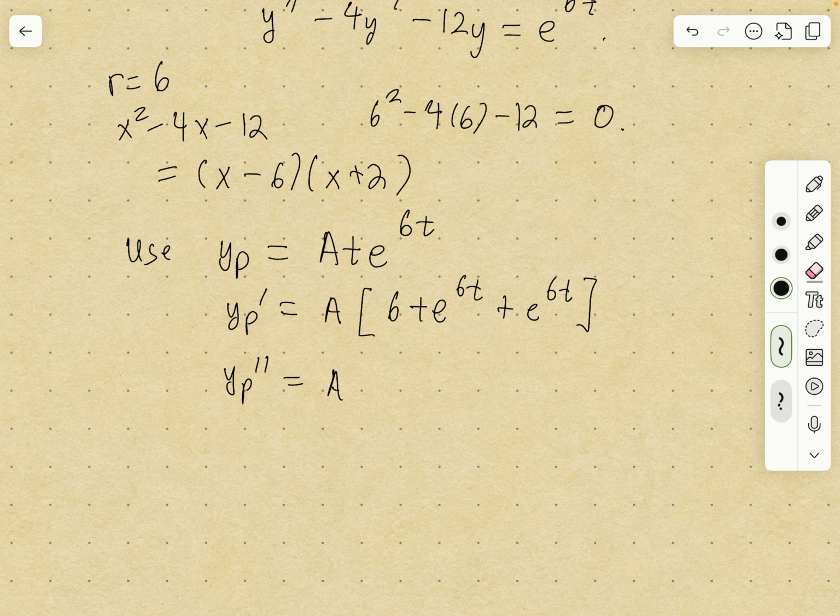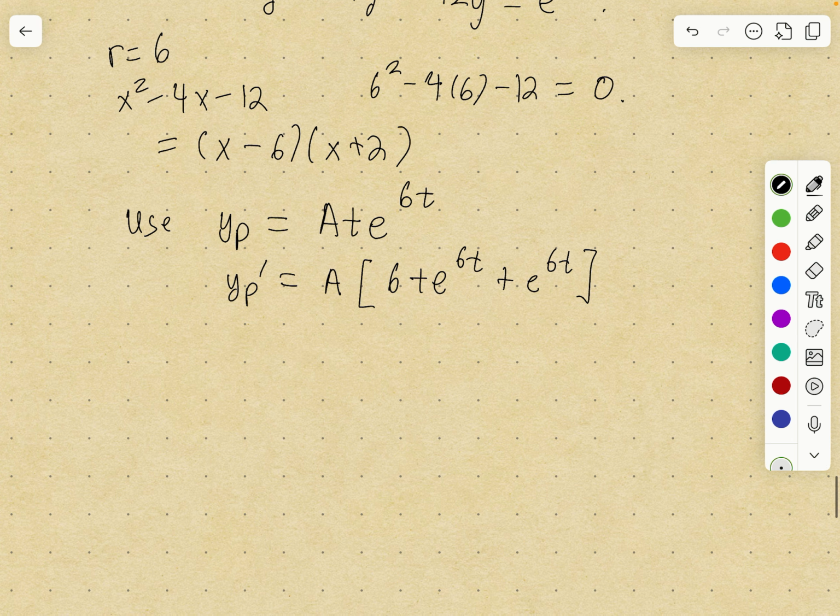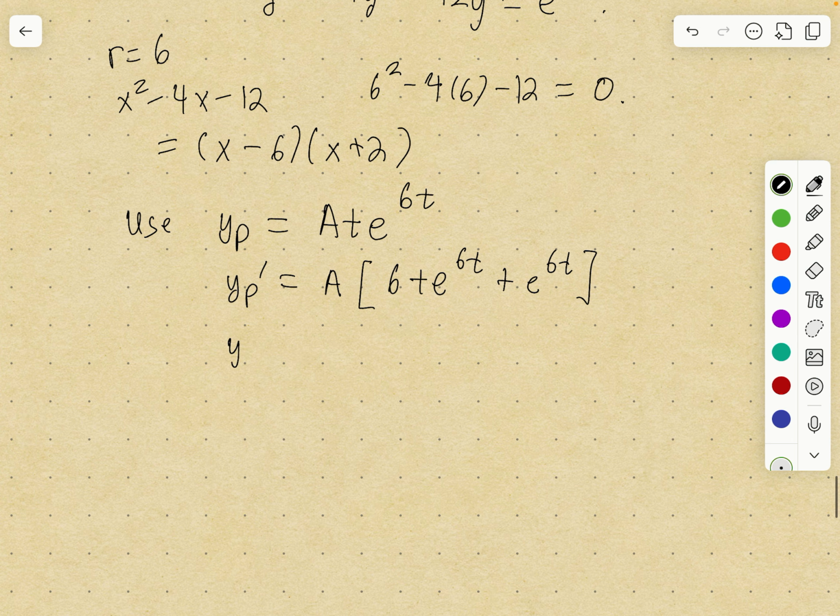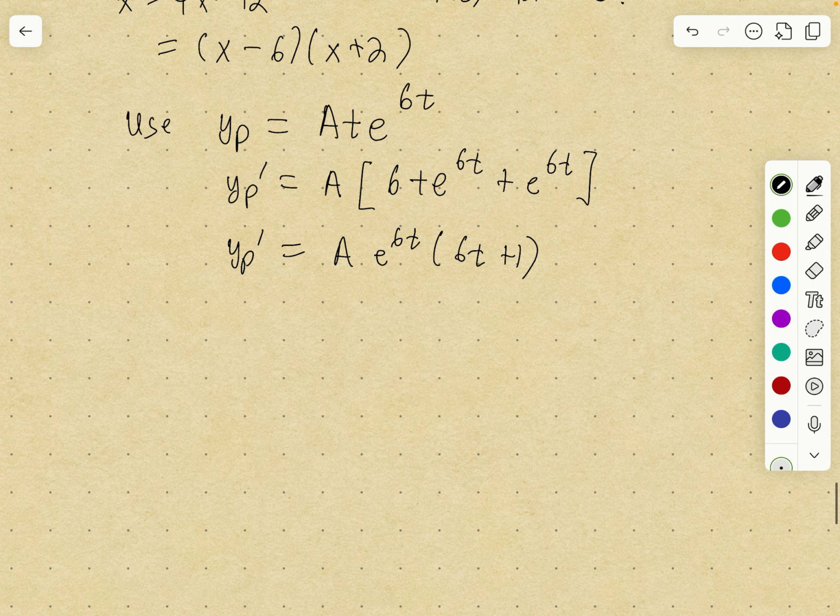See, this is one of those things where it might actually be easier to simplify the yp first before differentiating again. Because on the inside, I can factor out an e to the 6t, and I'm going to get 6t plus 1. So why don't I take the product rule with this instead? So I'm going to get, I can pull out the a again and then use the product rule.